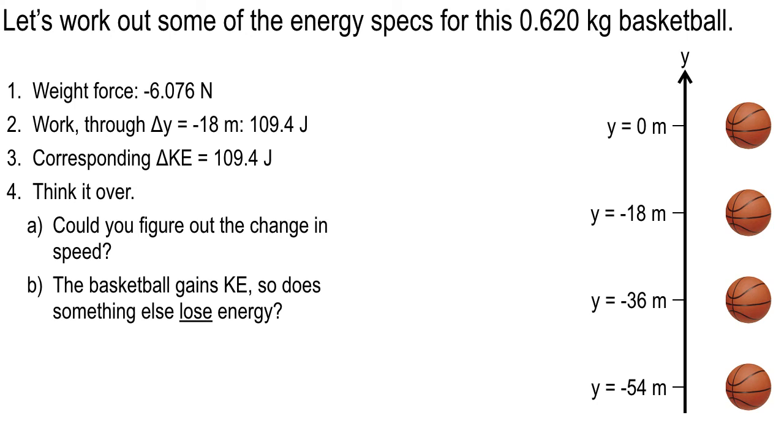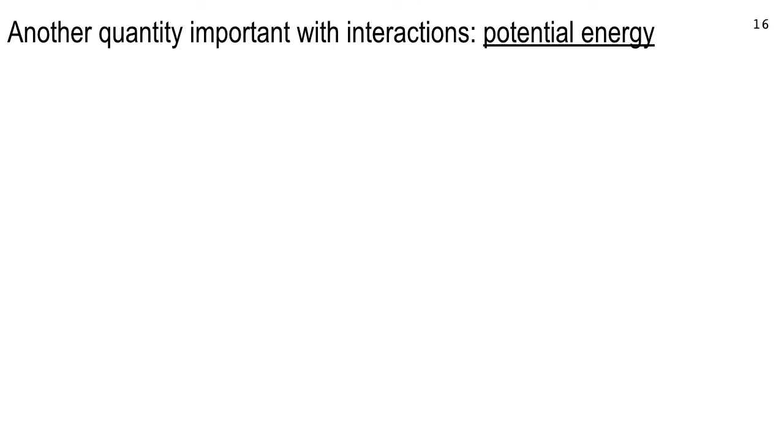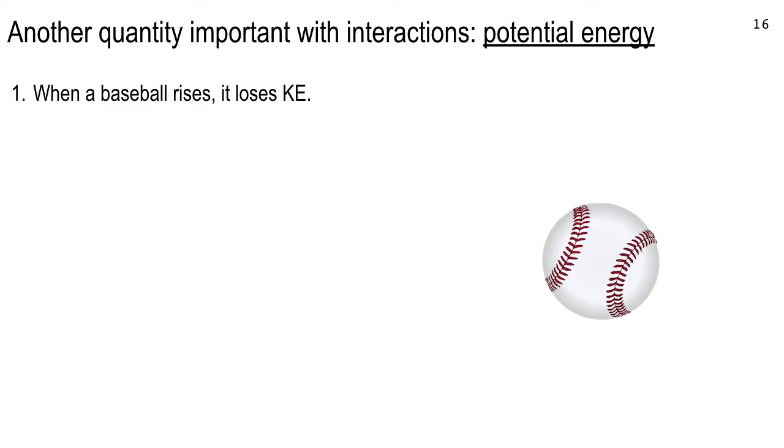Now, 4b, the basketball gains kinetic energy, so that's nice. Is there something else that loses energy? That's our question. Go ahead and write that down. That's a rhetorical question that introduces us to this very next idea. The thing that loses joules or Newton meters or kilogram meters squared per second squared is something called potential energy. The potential energy, the gravitational potential energy of Earth. So when a baseball rises, it loses kinetic energy.